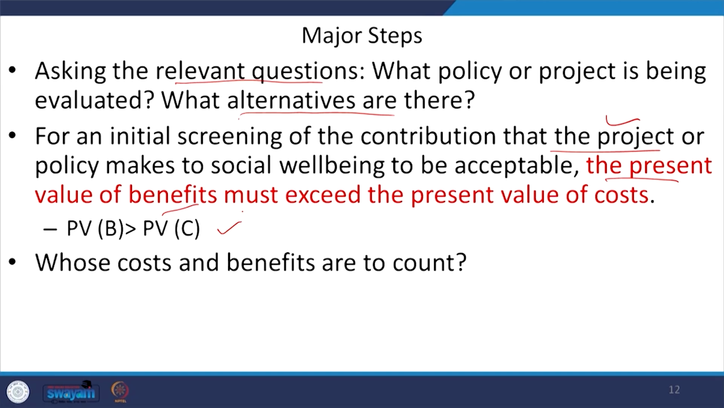So, after this first step, posing the right kind of questions, the second step would be whose costs and whose benefits are to be taken into account for a particular policy or program. So, if you are thinking about a particular policy to tackle the air pollution in Delhi, and you are taking into account the costs and benefits the people are getting or losing in Bangalore, then obviously you are doing the wrong calculation.